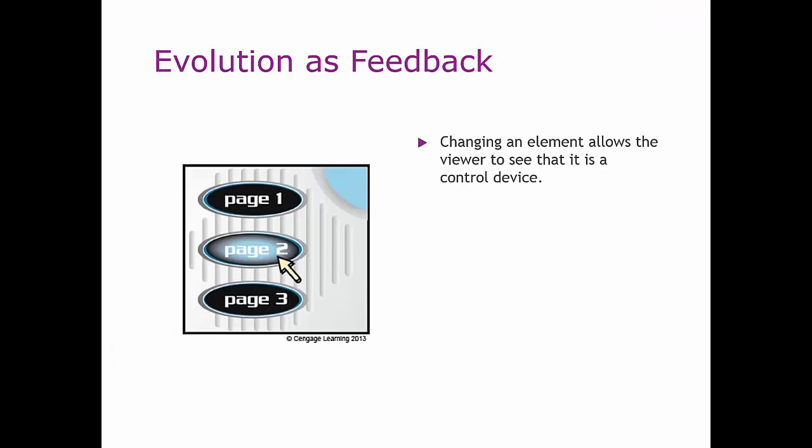Evolution is feedback. Changing an element allows the viewer to see that it is a control device. Several buttons from a control interface are shown in this image. Here, an effect that emulates a glowing light has been added to the activated button. This feedback lets the viewer know that the control is operational.